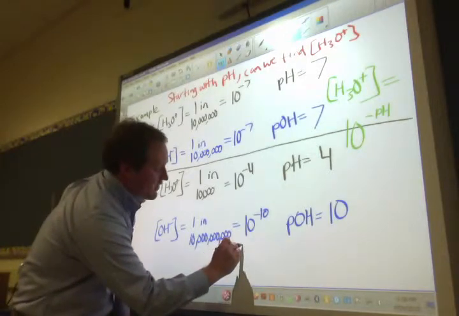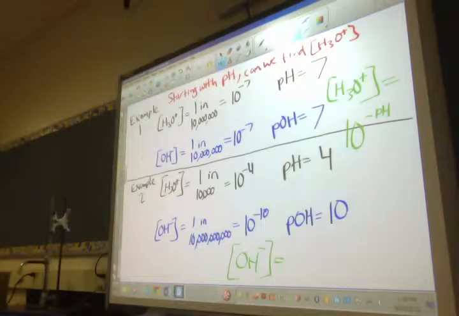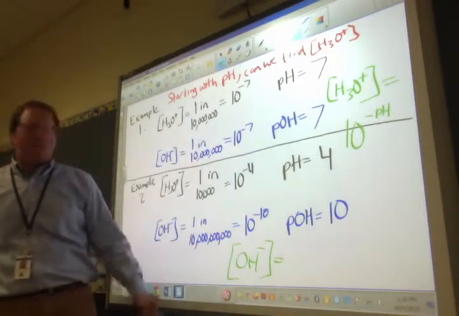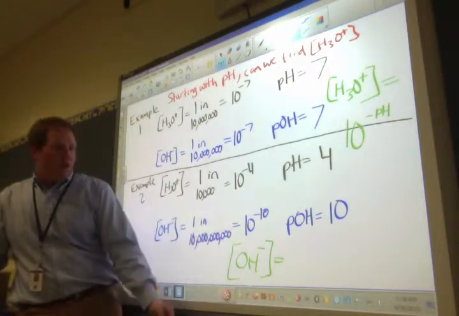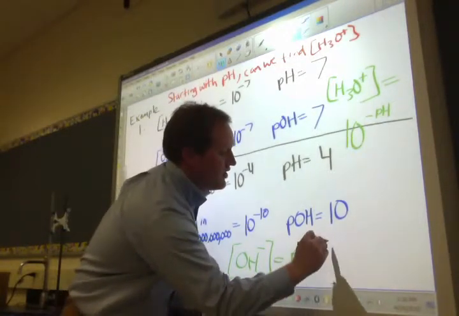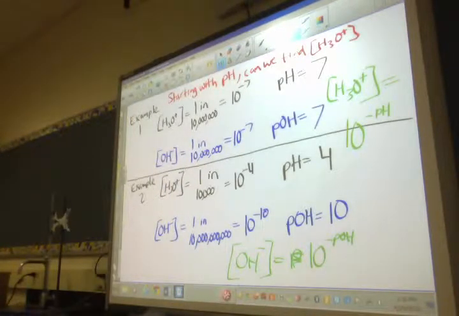Okay? What about hydroxide? Concentration of OH minus equals 10 to the negative what? 10 to the negative pH? 10 to the negative pOH. Look, in this one it works. 10 to the negative 7th gives us this. But down here, look, pOH is 10. Concentration is 10 to the negative 10th. So concentration of OH minus equals 10 to the negative pOH power. Okay?